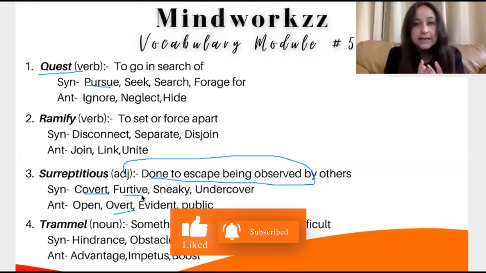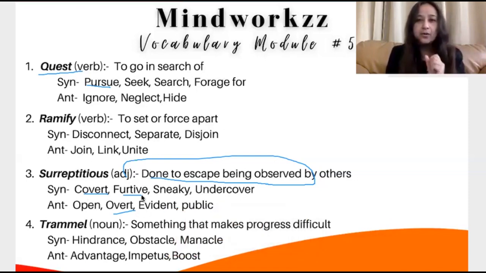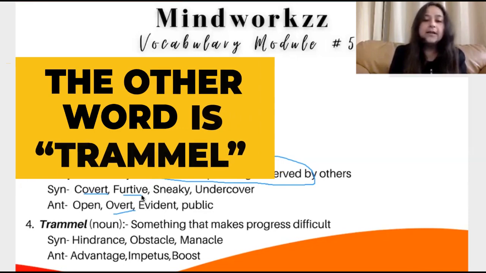Furtive glances, sly glances, when you're trying to hide something. Sneaky behavior, again, you're trying to sneak in and sneak out. So again, like a spy trying to hide. Undercover, like an undercover agent. Also, there's another word for it, clandestine. When you're doing something in hiding, in secret, we call it clandestine. Okay. And covert, furtive, sneaky, and undercover are synonyms of it. It's a good word, surreptitious. And opposites of it are open, overt, evident. Something which is evident means it's clear, it's all over. You don't need to hide it. Something which is public, it's not hidden, it's not private.